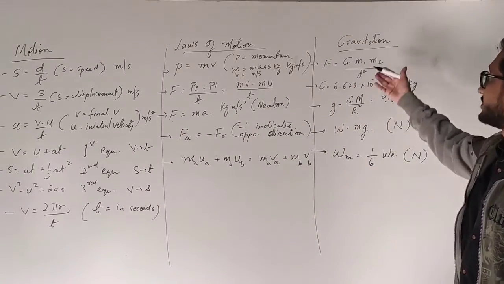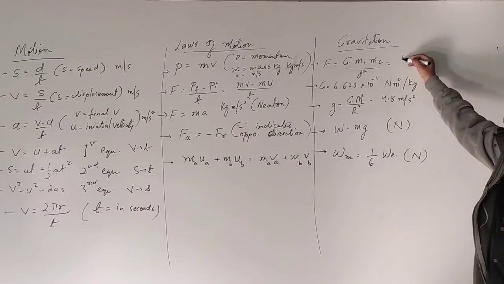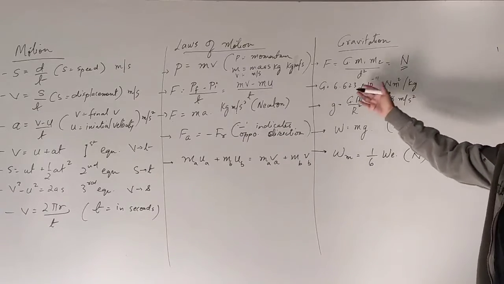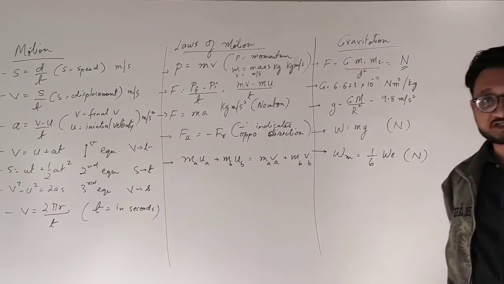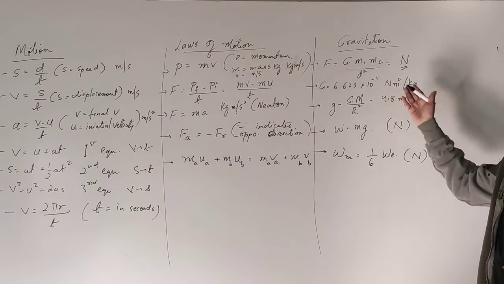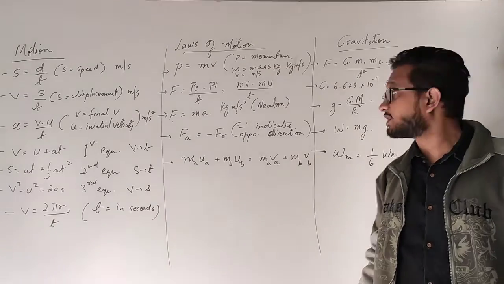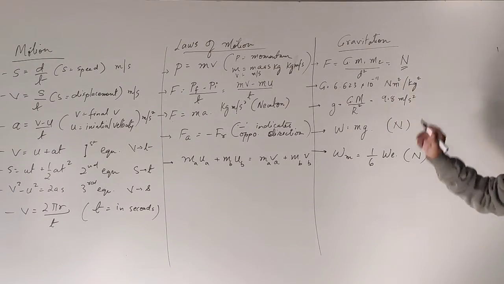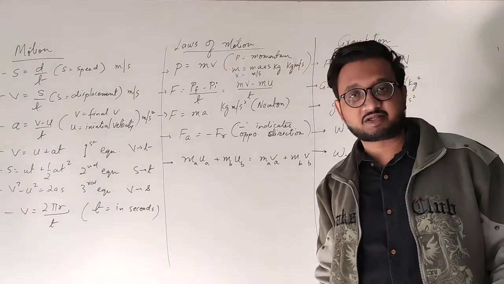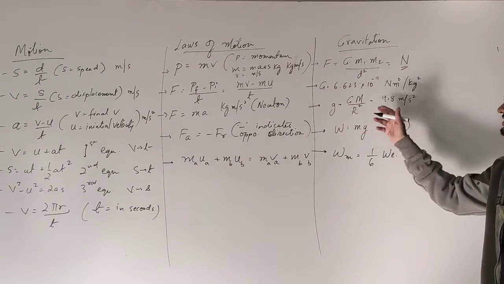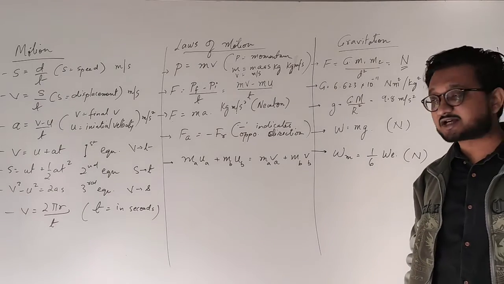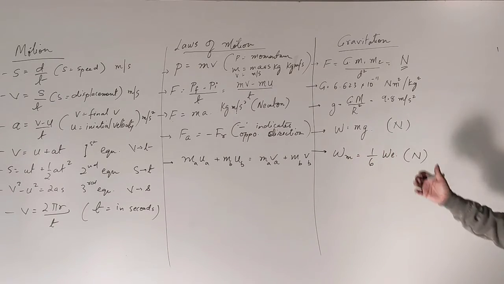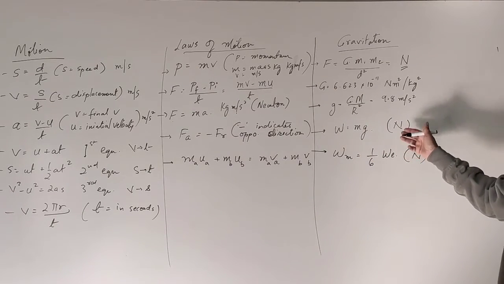Okay. Over here, this is once again force, so it is given in Newton. Value of this gravitational constant has already been given. Newton meter square per kg square. My mistake. Newton meter square per kg square. G is 9.8 meters per second square. Weight is mass into acceleration, so it is force, so it is Newton.